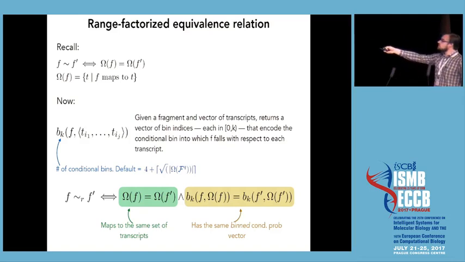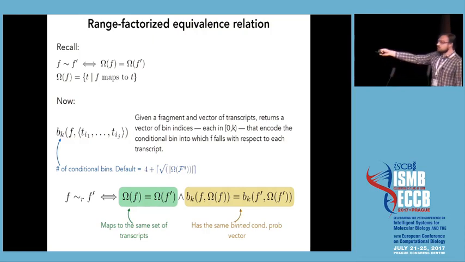So what we're going to do is define a function which takes a fragment and a set of transcripts, and it's dependent on some parameter k. This can be set, but we have a way of automatically setting it. What it returns is a conditional probability bin for fragment f with respect to each of these transcripts. Basically, we're discretizing the space of conditional probabilities, and we're saying, what bin do I fall into for each transcript in terms of my conditional probability of generating this fragment from that transcript?